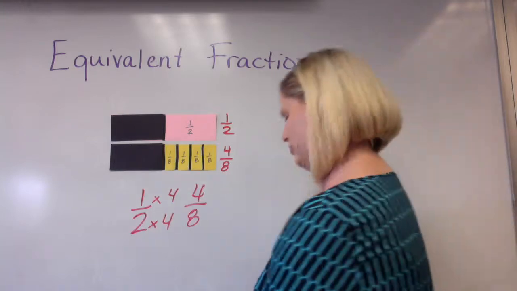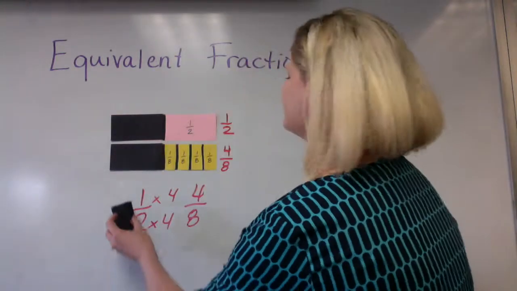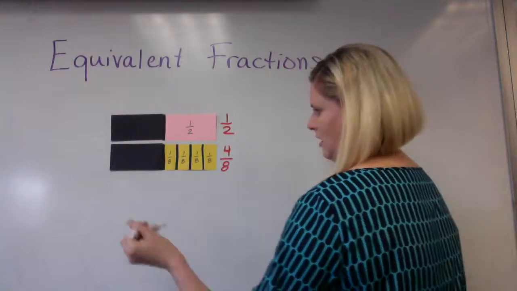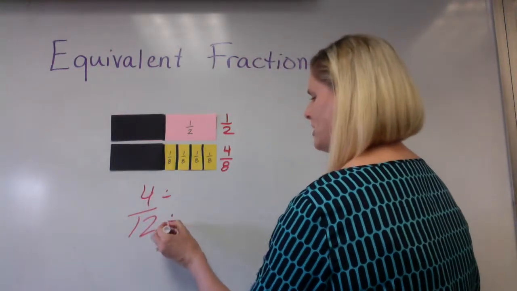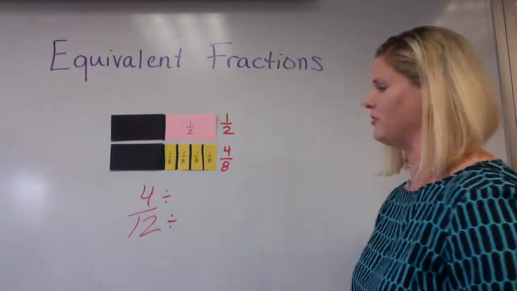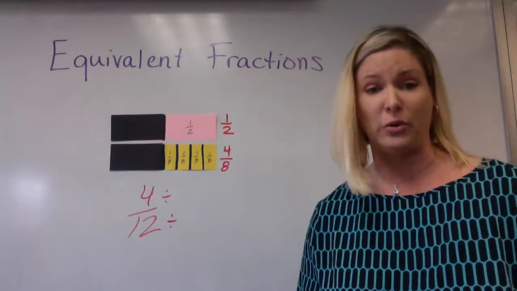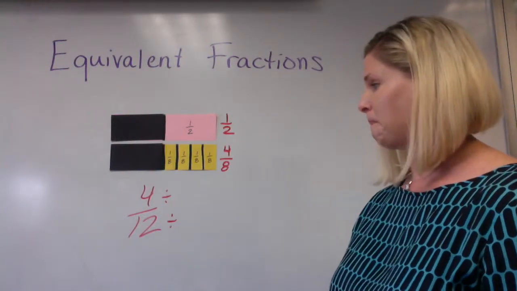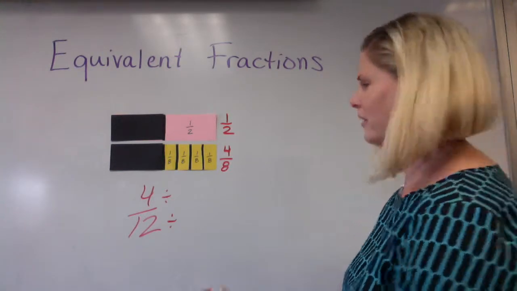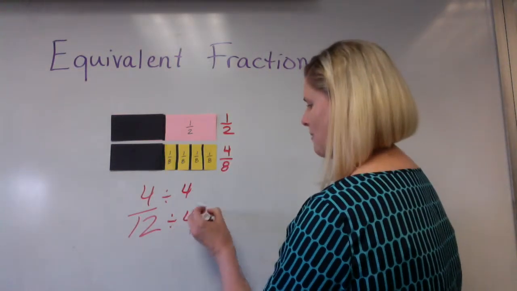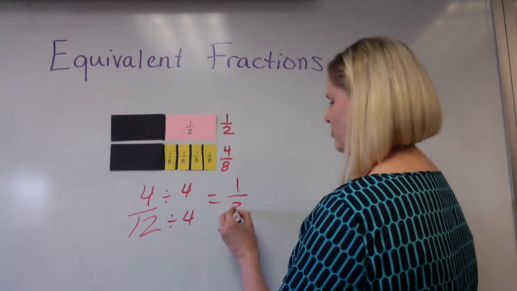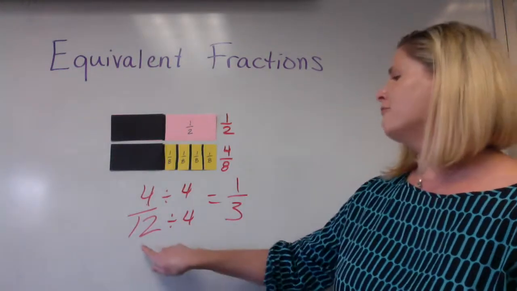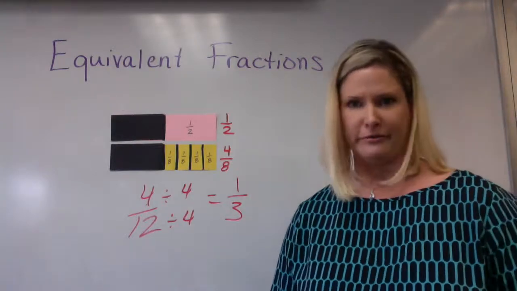Now the same goes for division. Let's say, for instance, you have 4/12. Can you think of a number that you can divide both top and bottom by that would get you an equivalent fraction? I see 4. If you divide both top and bottom by 4, 4 divided by 4 is 1, 12 divided by 4 is 3, you would get 1/3. 4/12 and 1/3 are equivalent fractions.